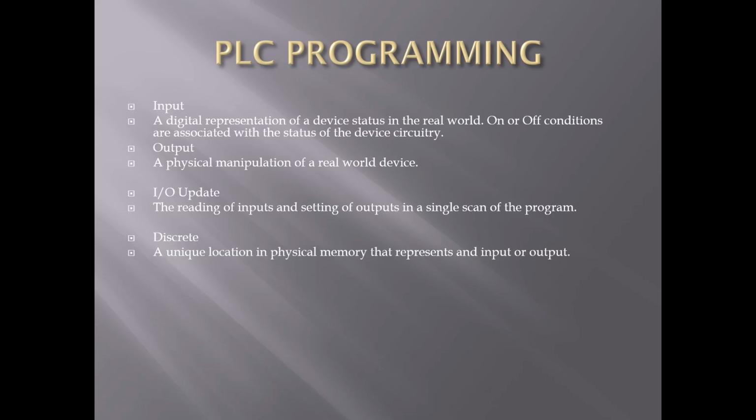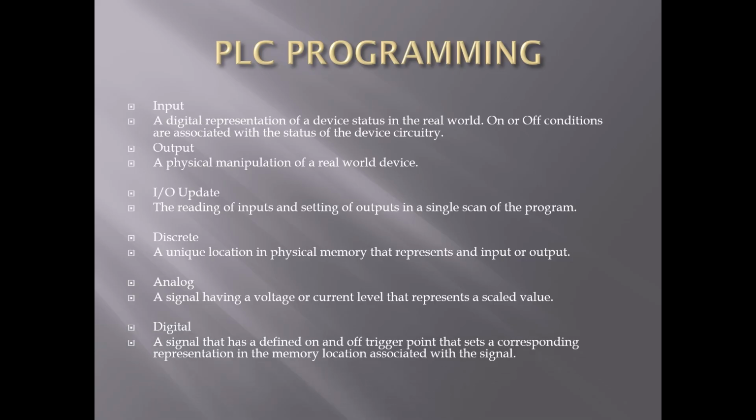Discrete. It describes a unique location in physical memory that represents an input or an output. It could also represent a register or any other type of input, analog, etc. Analog, a signal having a voltage or current level that represents a scaled value. Digital, a signal that has a defined on and off trigger point that sets a corresponding representation in the memory location associated with the signal.